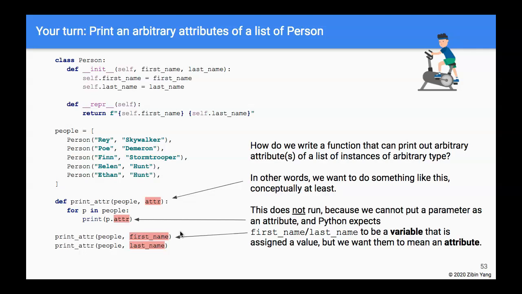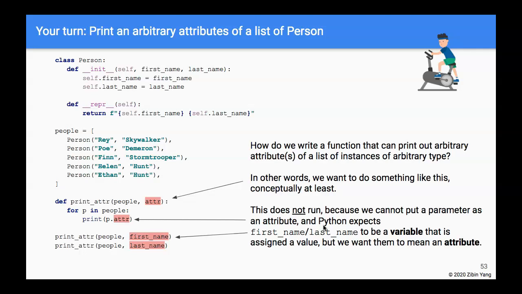And I'll give you a hint if you need one, and that is to treat this as a function that will be applied to the person instance to retrieve the first name or last name or an arbitrary attribute. So pause the video and give this a try.